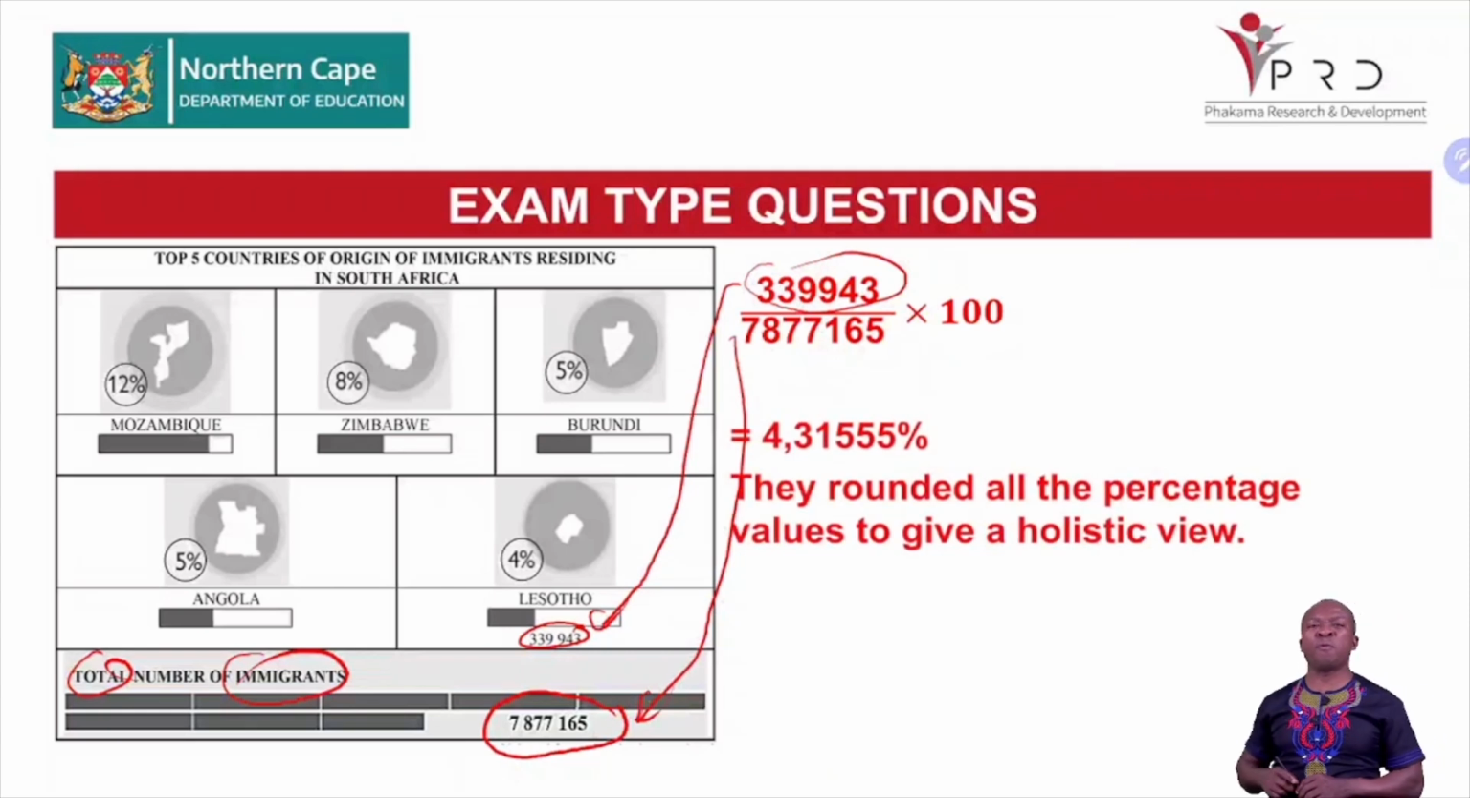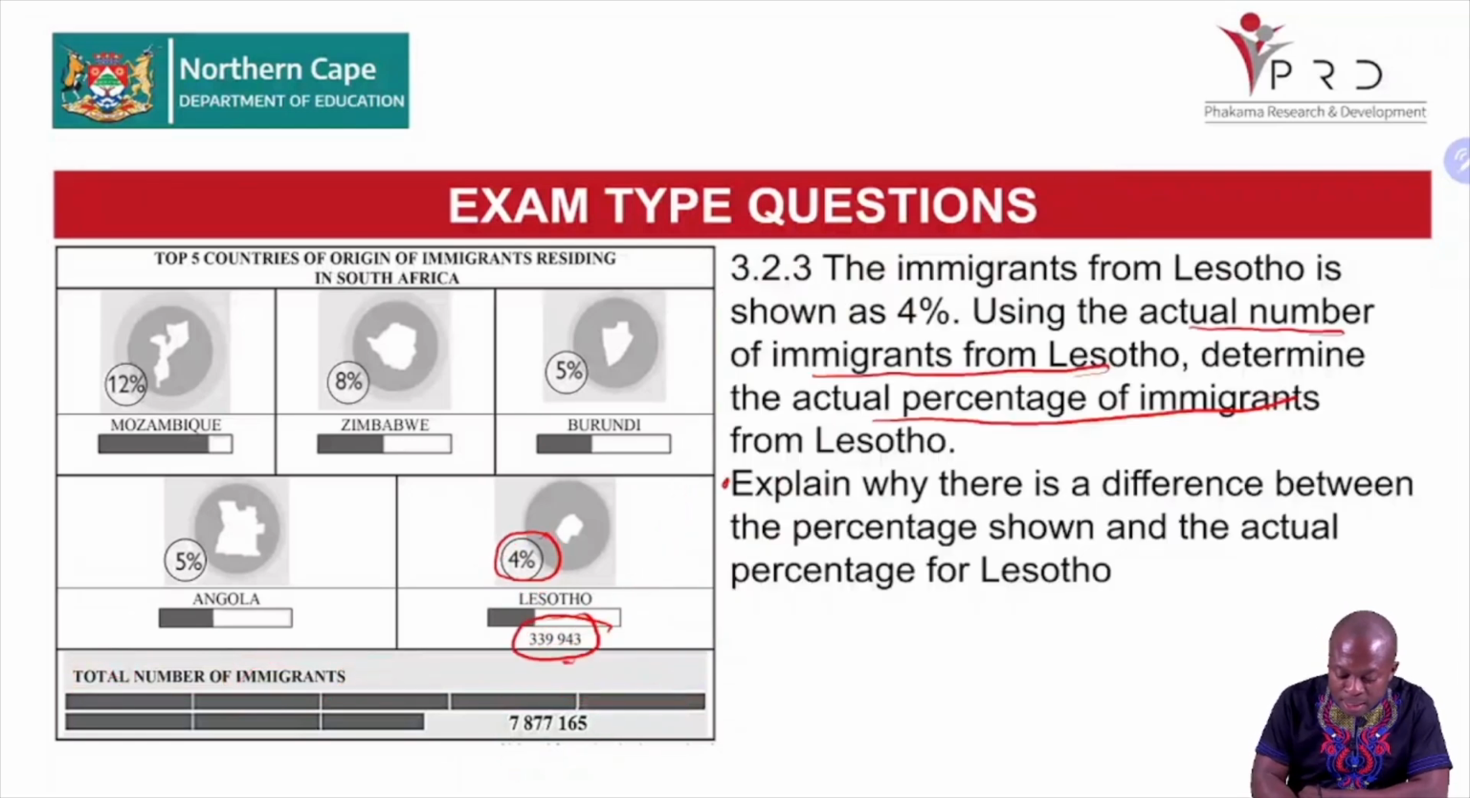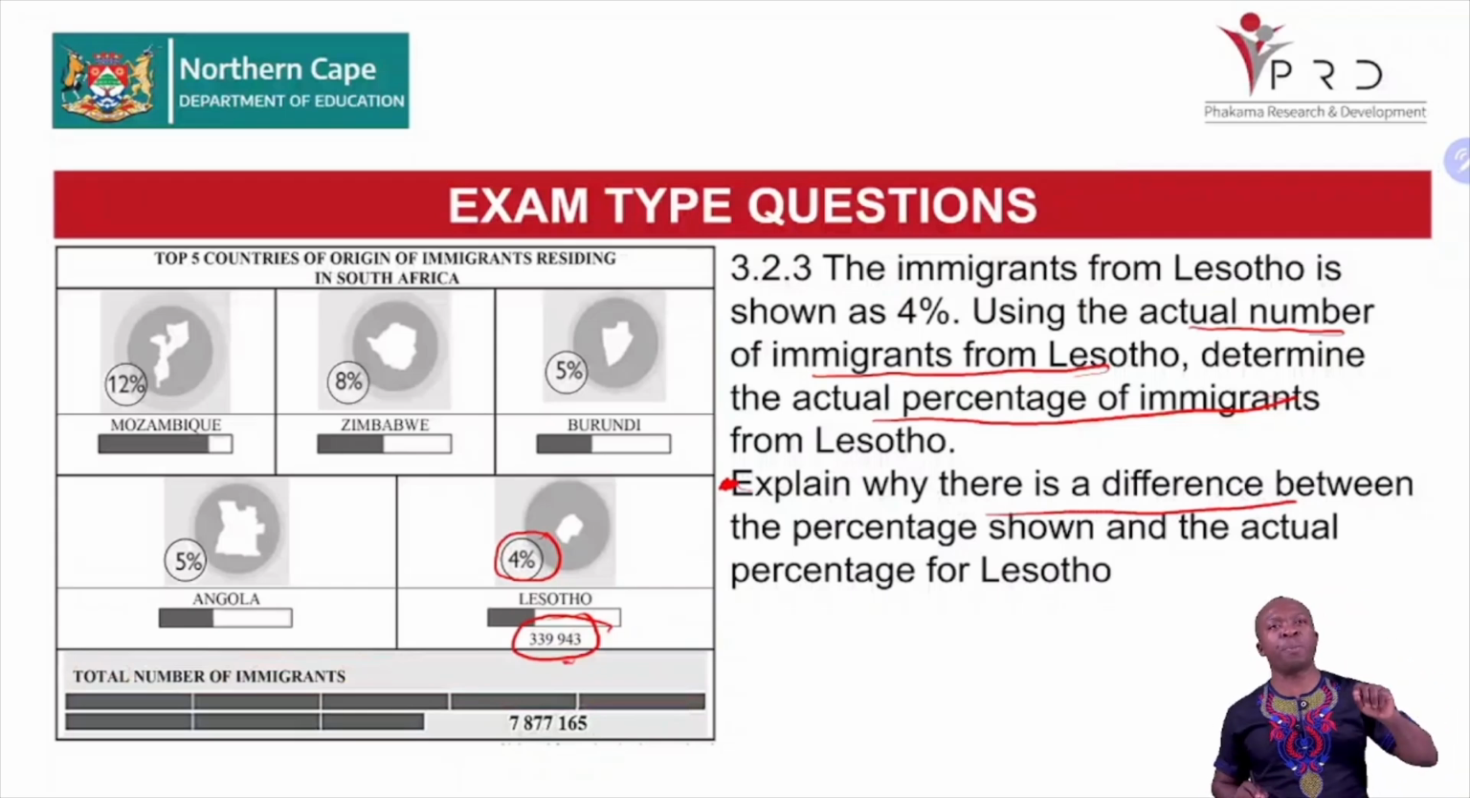Actually, it's supposed to be 4.31555%. But on the chart, they told us it's only 4%. So let's check if it's true. We have proven now it's supposed to be 4.3%. Then the examiner said, if you can go back quickly with me, I want to show you something. You see, after finding, the examiner says, explain why there is a difference. Why is it not 4% but 4.31%?